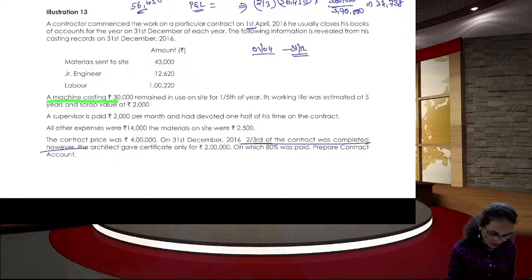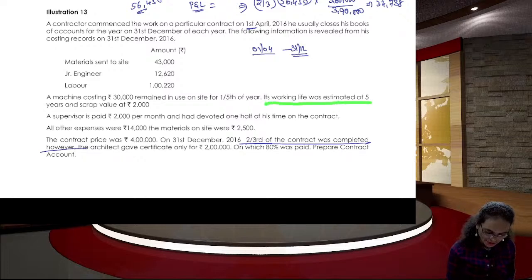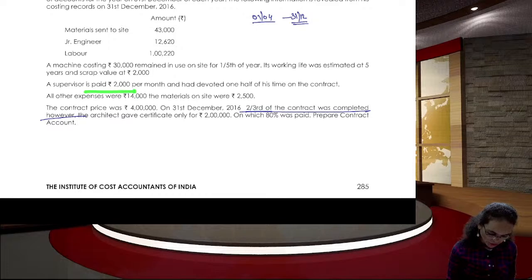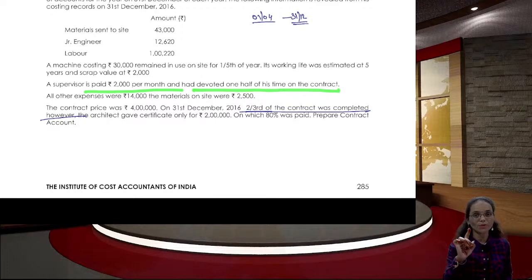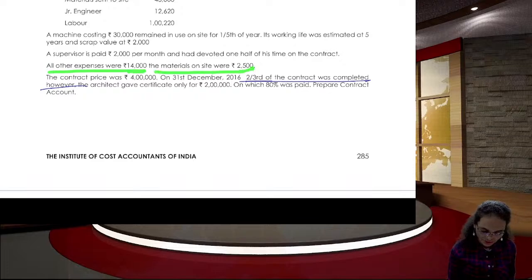A machine costing 30,000 remained in use on site for 1/5 of the year. Its working life was estimated at 5 years and the scrap value is 2,000 rupees. A supervisor is paid 2,000 rupees per month and had devoted 1/2 of his time on the contract. Only 50% of the time he spent on the contract. All other expenses were 14,000 and the material on the site were this much. This is the closing stock. The contract price was this much.